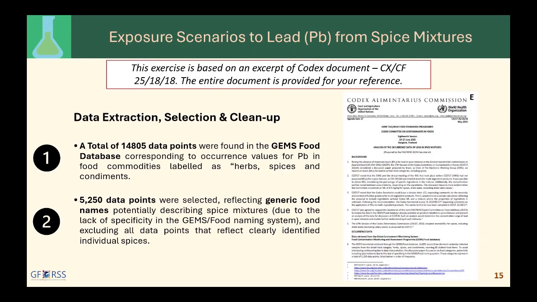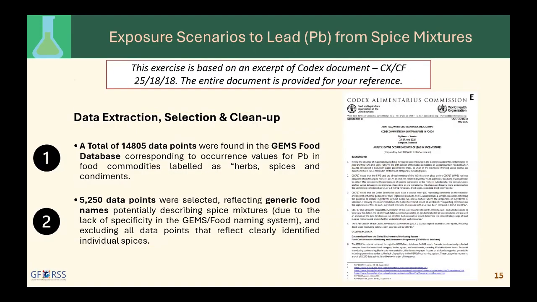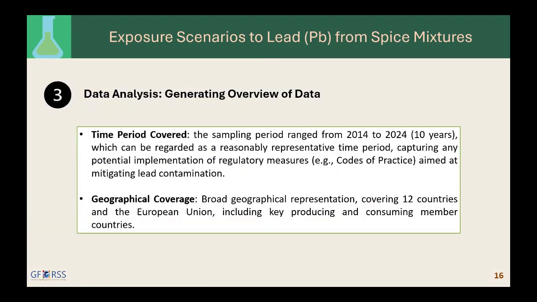And they excluded all other points. So they are doing their best, okay, in order to find occurrence level corresponding to spices mixtures. So they accepted, every evaluation assessment we do has limitations. So we always state those limitations, accept them, and move forward. Then, for these 5,250, they made sure that they were covering a time frame of 10 years. So they were interested in going back 10 years.